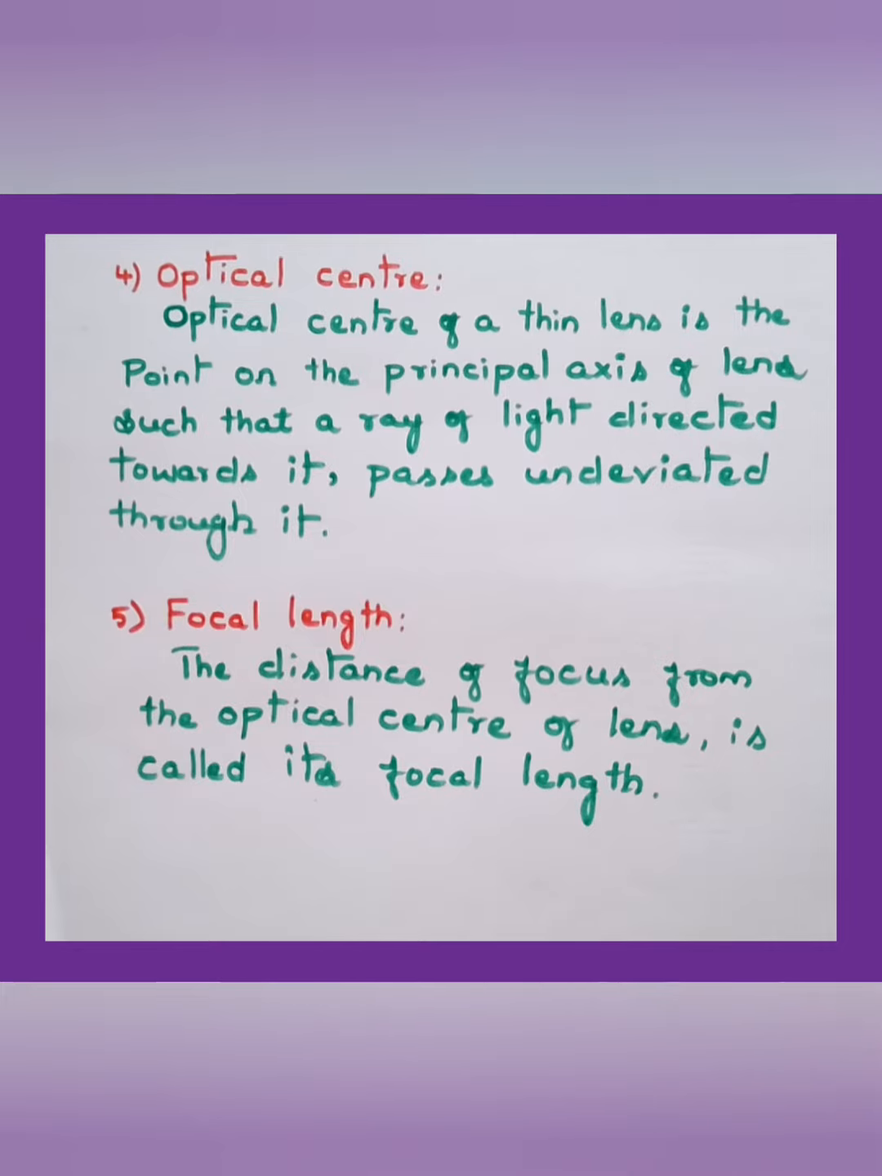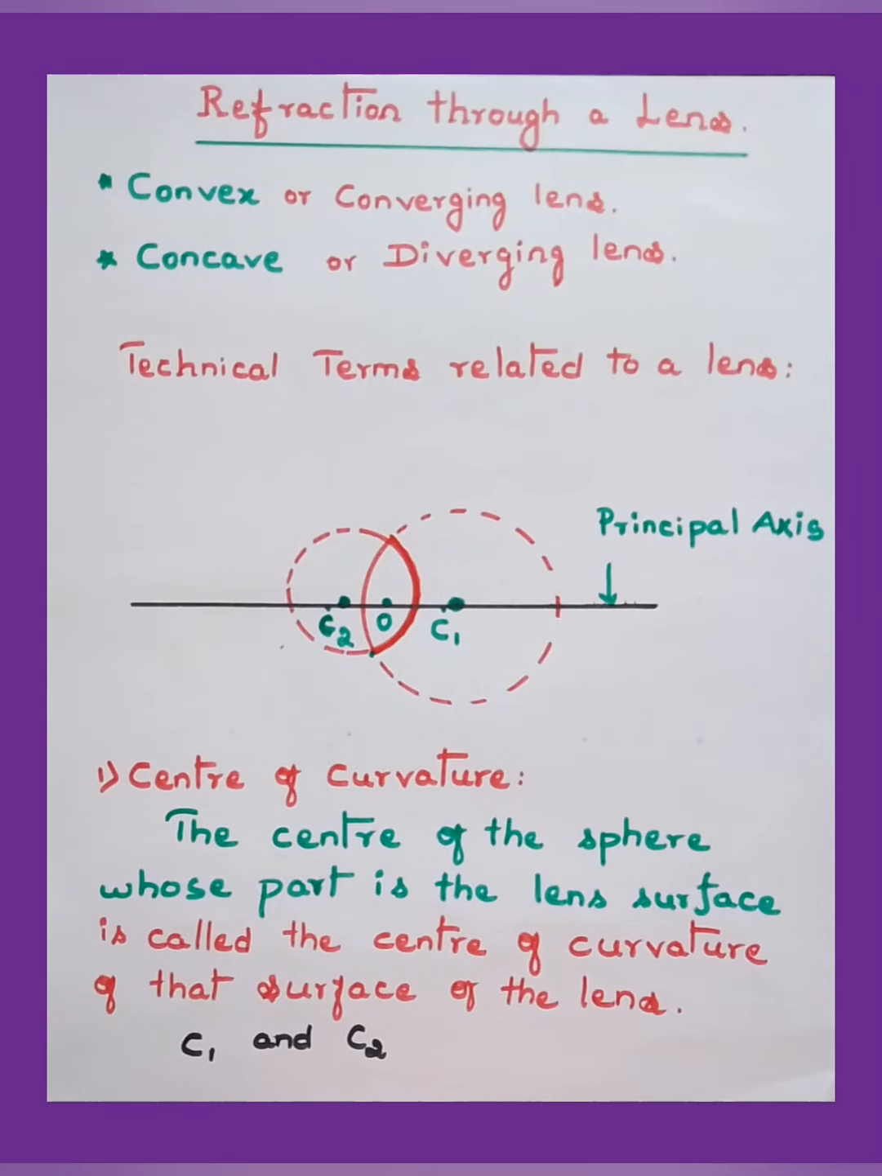And moving to the next term, optical center. The optical center of a thin lens is the point on the principal axis of the lens such that a ray of light directed towards it passes undeviated through it. Means through this optical center, if any ray of light is passing through, for a thin lens only, it is undeviated. So that point is the optical center. In this diagram, the optical center is here, O, for this convex lens. In case of the concave lens also, we represent it as O only. You can look into that diagram.